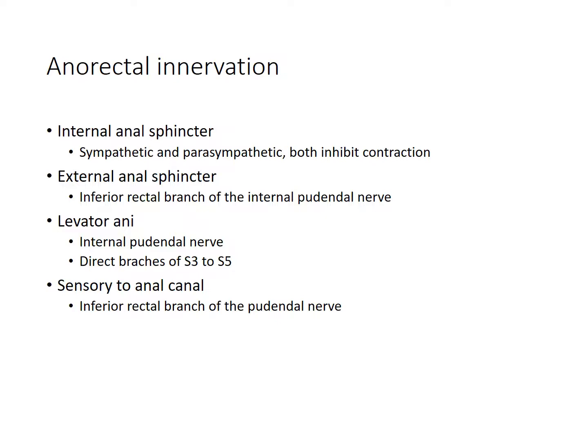Innervation. Your internal anal sphincter, as we said, is sympathetic and parasympathetic, which both inhibit contraction. External anal sphincter is the inferior rectal branch of the internal pudendal nerve. Levator ani is the internal pudendal nerve, and direct branches from S3, S4, and S5. And then sensory to your anal canal is the inferior branch of the pudendal nerve.